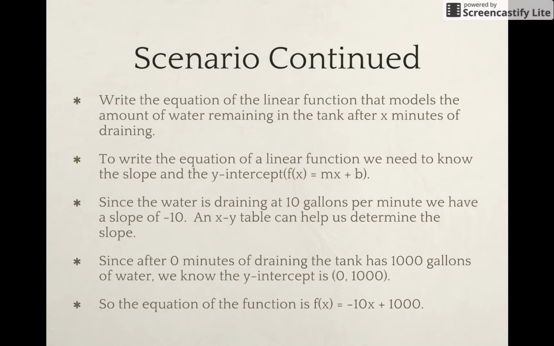The y-intercept is the point on the graph where the x value is 0, or in applied settings, this might be interpreted as the initial amount. In this case, when x is 0, we would have 1,000 gallons of water in the tank. That's our starting value. So our y-intercept here is 1,000, or the ordered pair (0, 1000). So our linear function is f(x) = -10x + 1000.